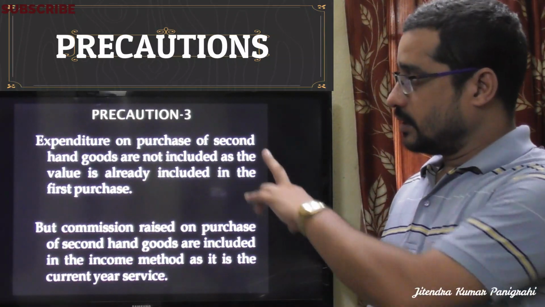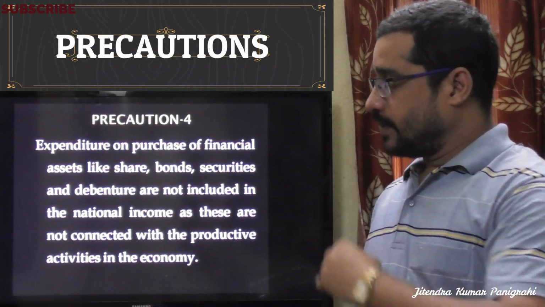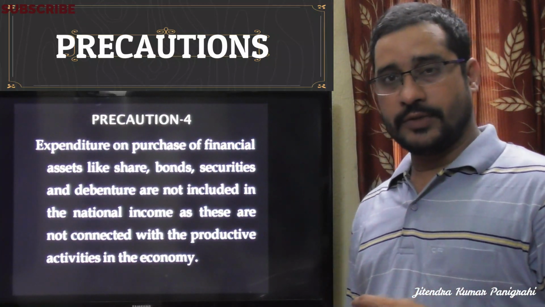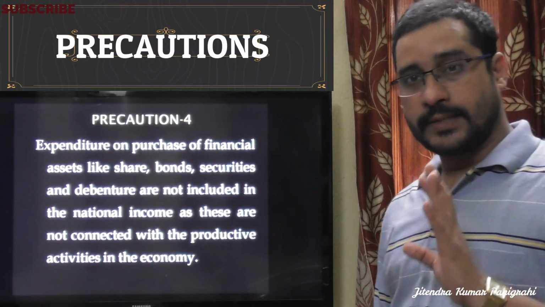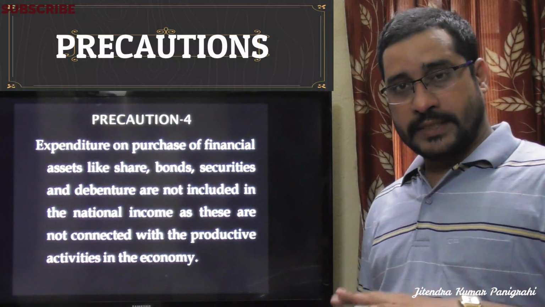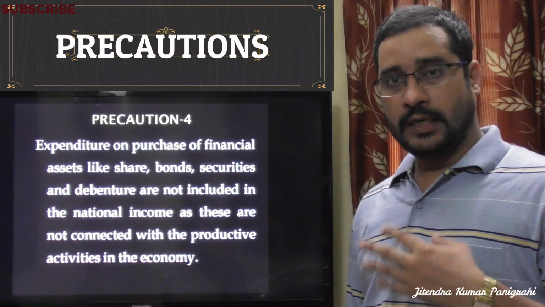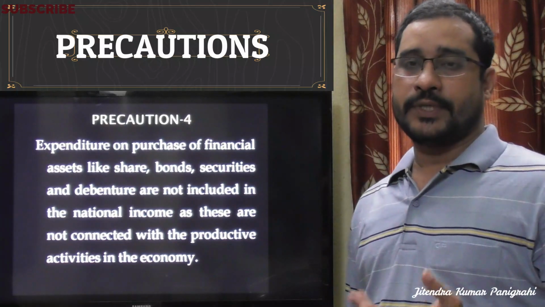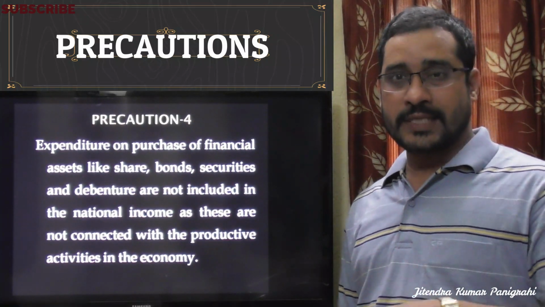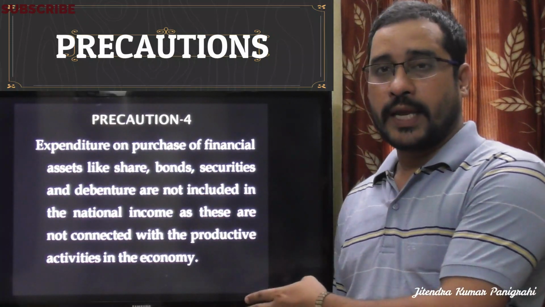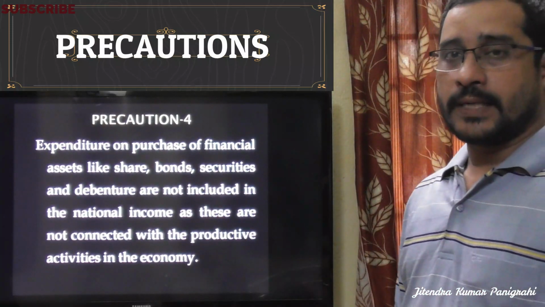Clear? Next, number 4: expenditure on purchase of financial assets like shares, debentures, bonds. These are the financial assets. That means buying and selling those financial assets doesn't create any goods and services in the economy. Only there is a transfer of ownership. Clear? So that's why the value is not taken if there is a purchase of financial assets in the economy.